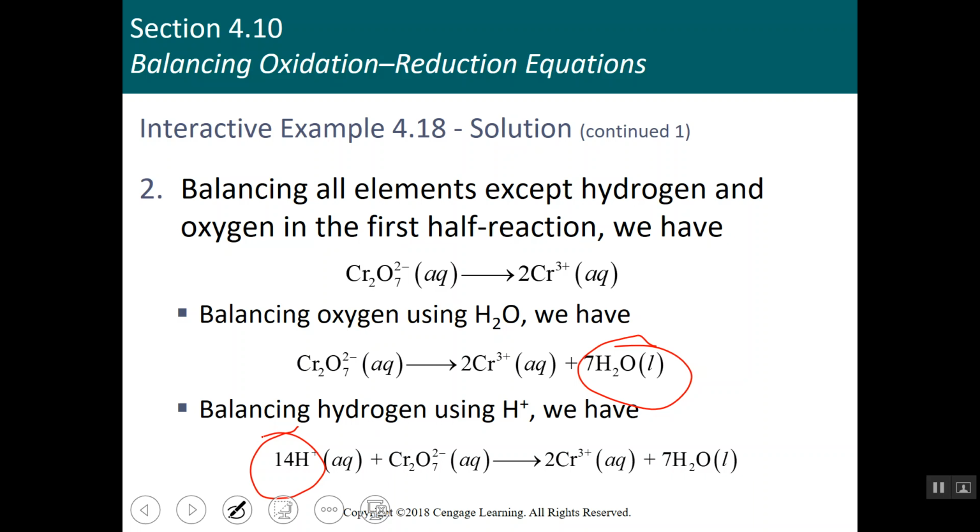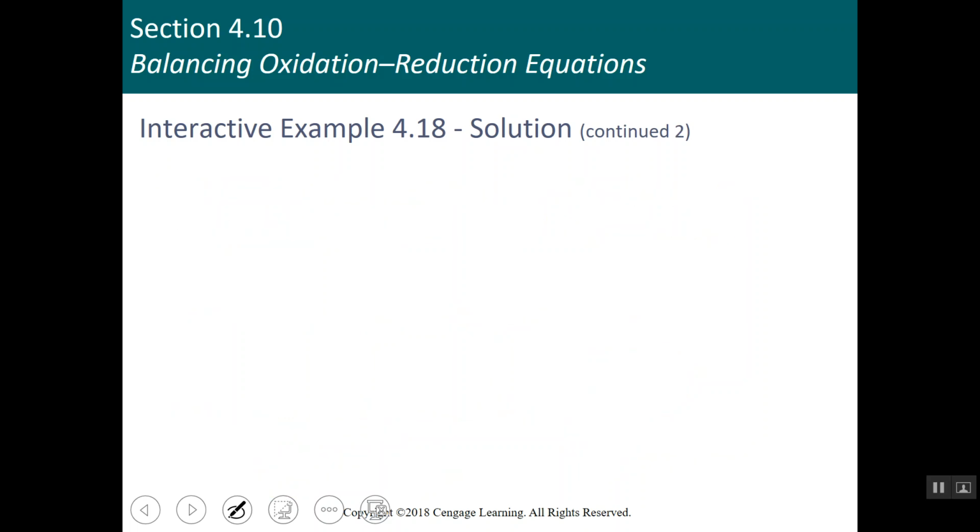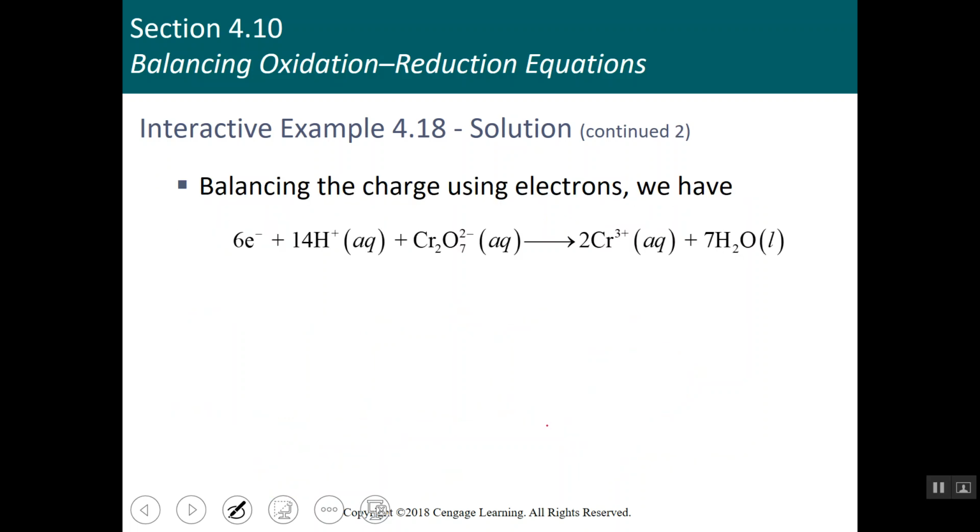But if you'll notice, on this side we have 14 positive charges and a negative 2, so we have a total of a plus 12 charge over here. And on this side, we have a total of a plus 6 charge. Sorry, not writing very well right now. And so we will have to add some electrons to make both sides equal plus 6.